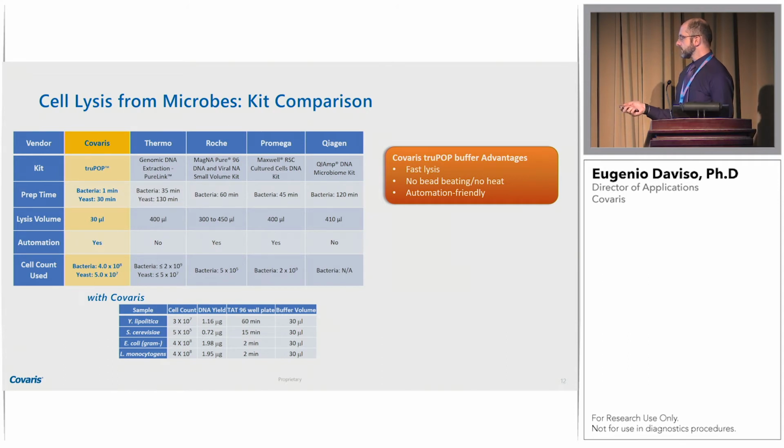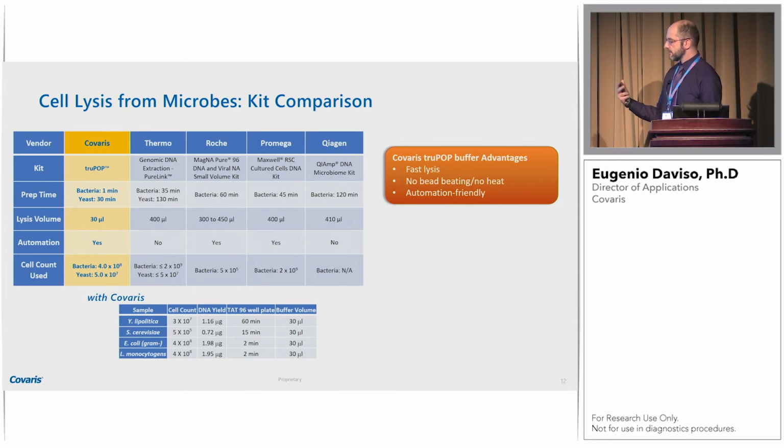So the cell count, these are what we validated, even if we didn't really see plateauing, so there is still space to go more than that. And for bacteria, it is 4 × 10⁸, and for yeast it is 5 × 10⁷. So times are excellent for yeast.